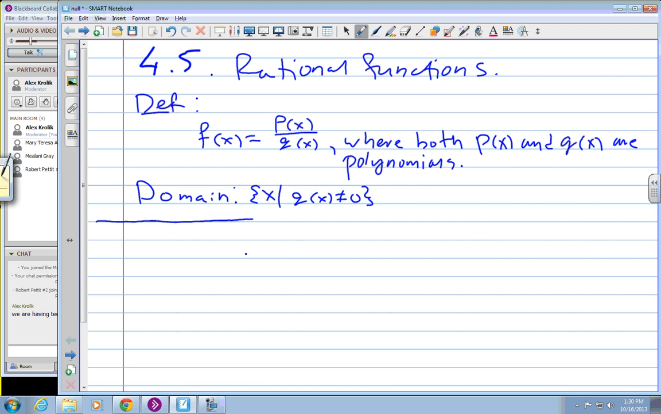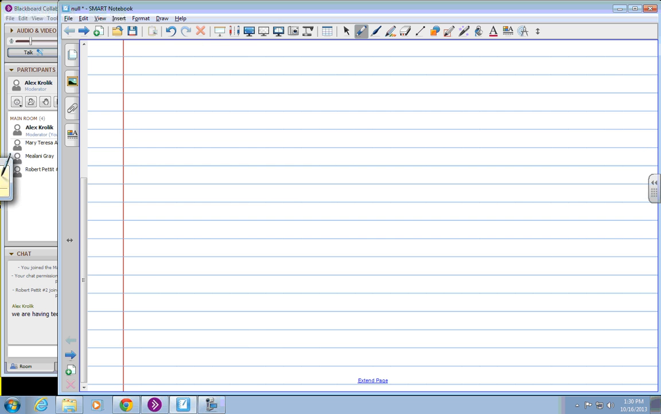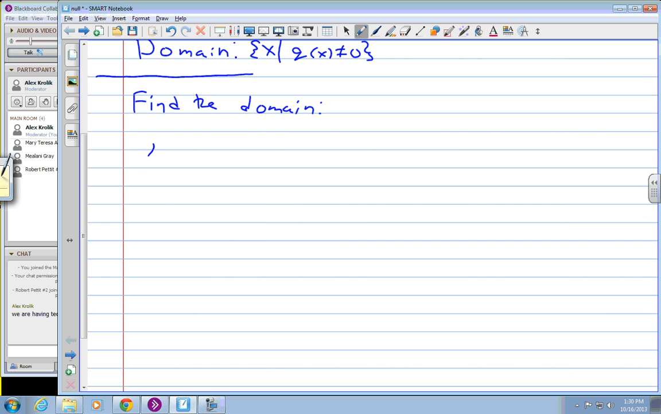So a few examples, just finding the domain. And we've done that before, but now we're just looking at it in a more functional notation. So let's say f of x equals something like this, x minus 3 over x squared plus x minus 2. So all we really have to do is to find zeros of the denominator. And the easiest way to do that is to factor first, and then we understand how the factors and the zeros play together.